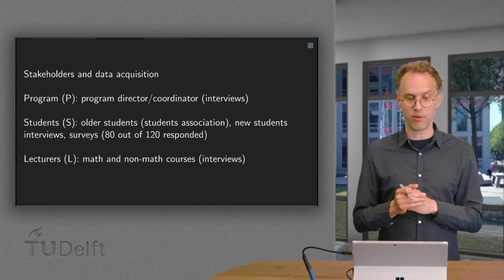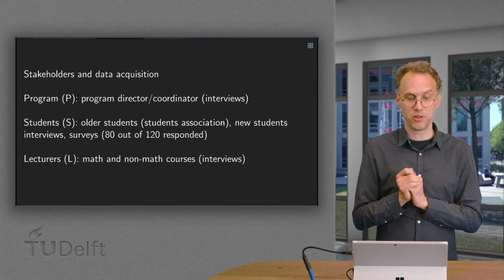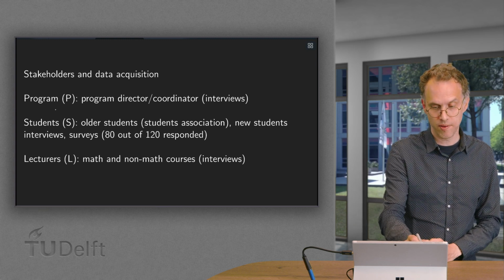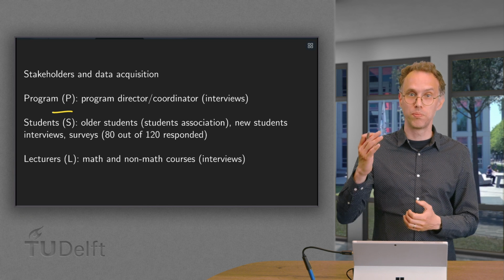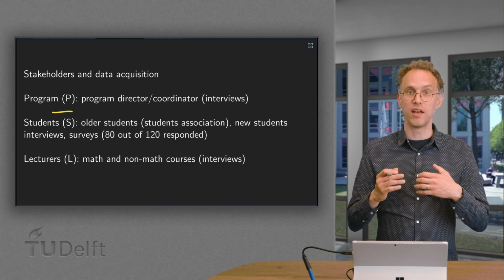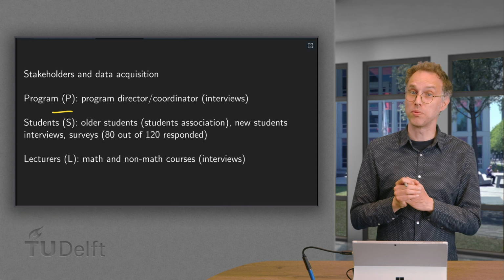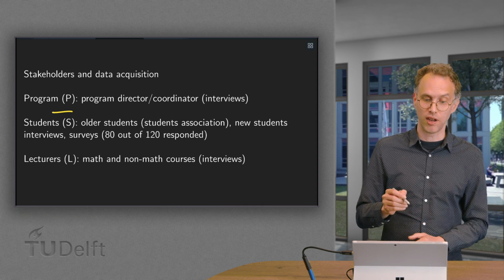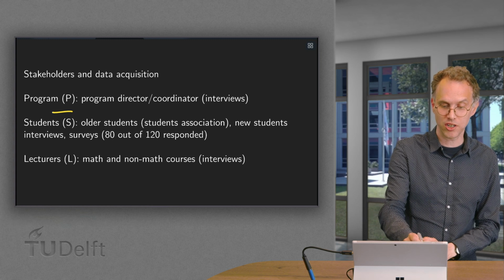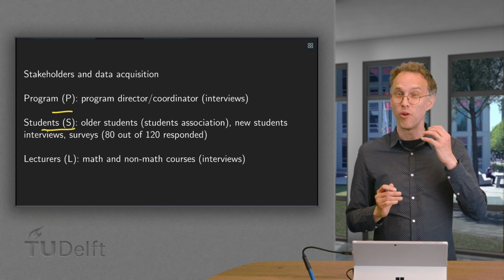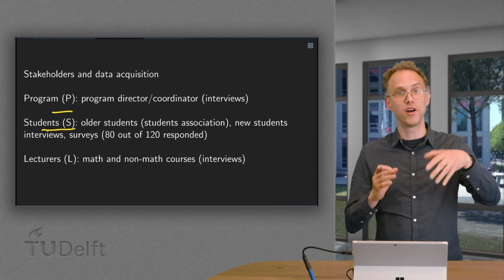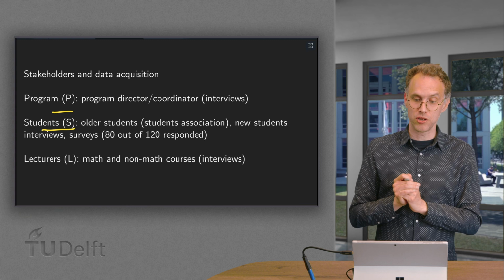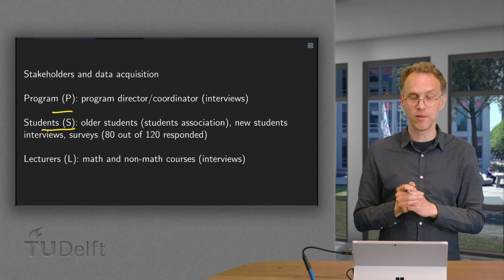Then how do we narrow this down? We talk to stakeholders and we do some data acquisition. First of all, we talk to the program director, to the program coordinator, to see what they think are possible mechanisms of failure for students. Then our very important stakeholders are the students, of course. Both the older students who have already passed this course in the past and have an idea of what students are doing, so the Students Association.